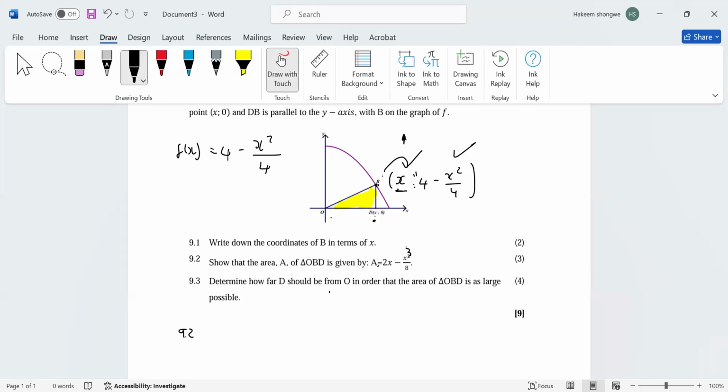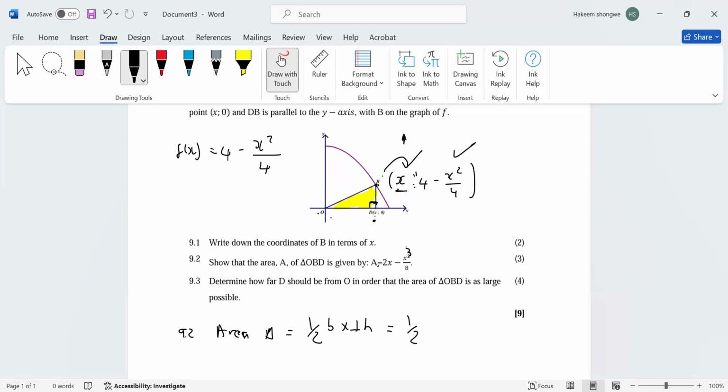Now the area of a triangle, if we're having a right angle triangle, we can say that the area is going to be half base times perpendicular height. Or another formula, which is not necessary because here we're having a right angle triangle. How do we know it is a right angle? It is because DB is parallel to the y-axis, meaning that it has to be perpendicular to the x-axis.